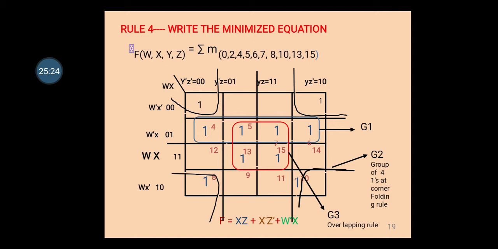Then we'll go for group 2. These are the 4 ones in the 4 corners. You can check that they are in 2 columns and 2 rows. So we'll go column wise. First 2 columns we'll check, the first column and the last column. We'll check with Y. Y is first 0 and then it is 1. So it is changing, we are not going to write it. We are going to check for Z. Z is 0 and again it is 0. That means it is Z bar, so we are going to write Z bar.